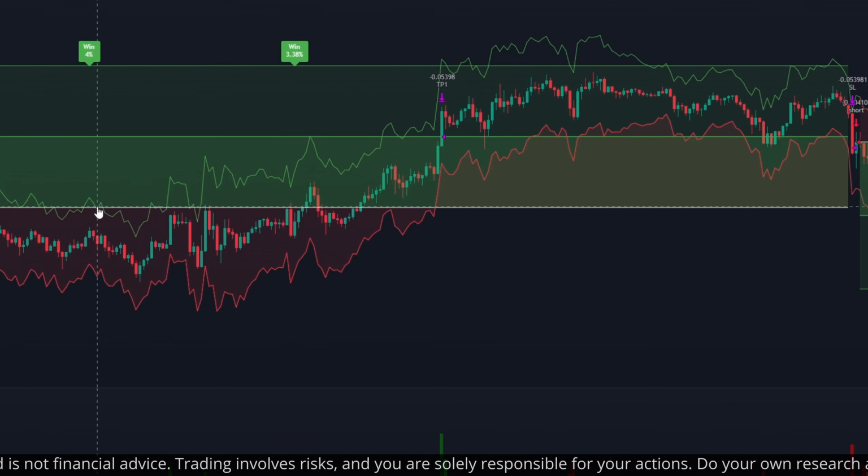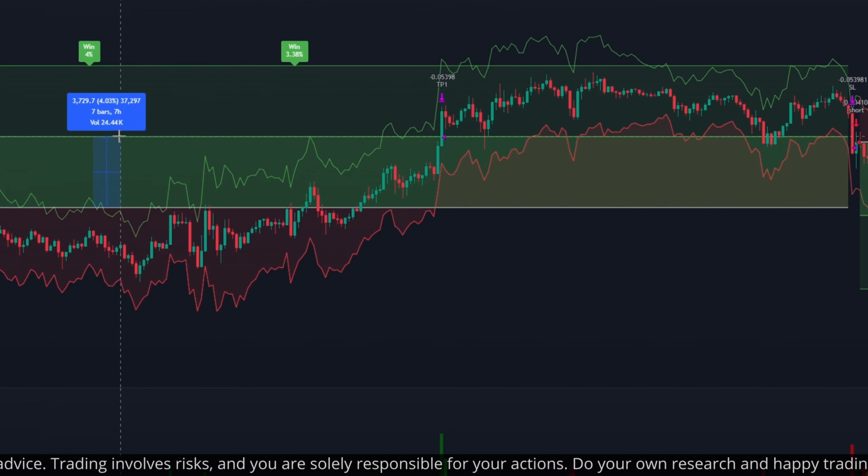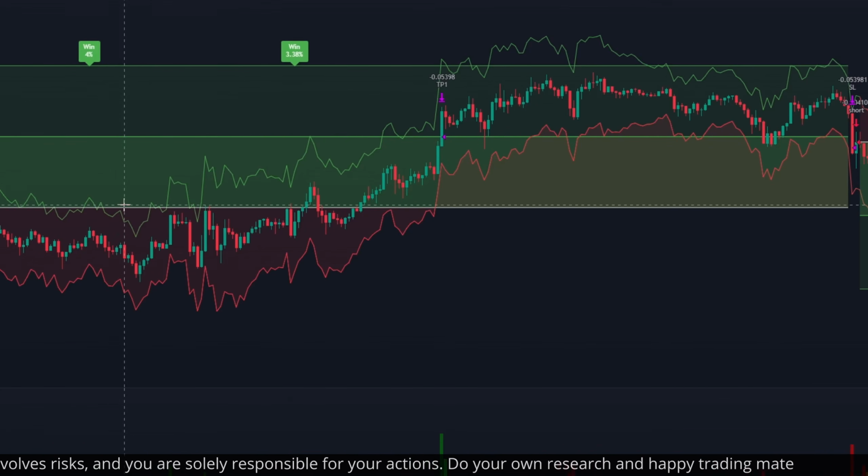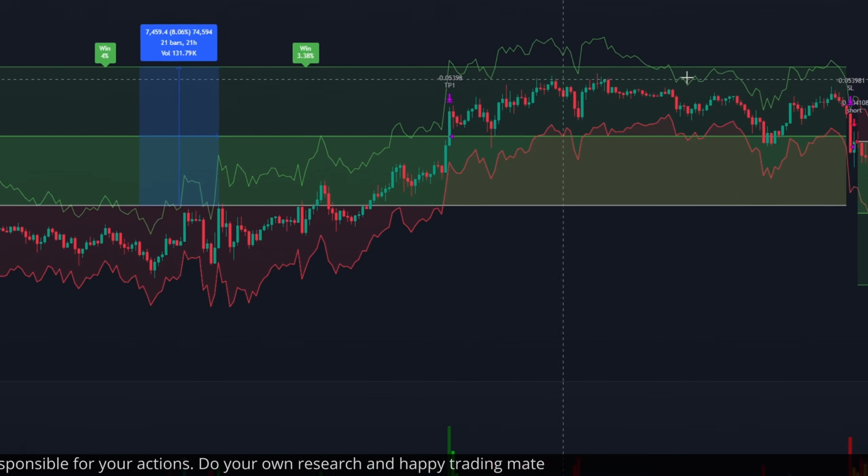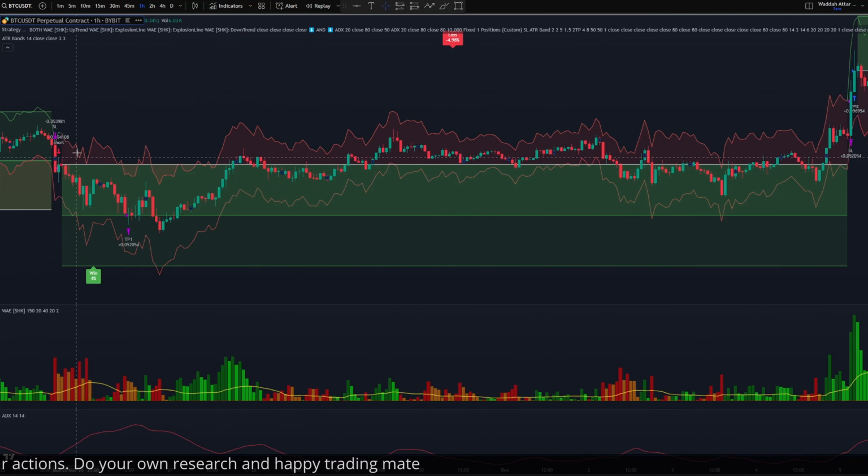Concerning the take profit, the first take profit is set at 4% from our entry position and the second take profit at 8%, which in this case wasn't hit. While for a short position it's exactly the same.